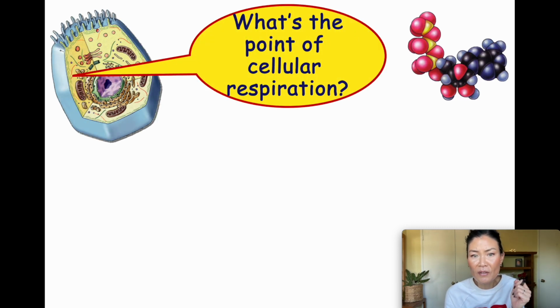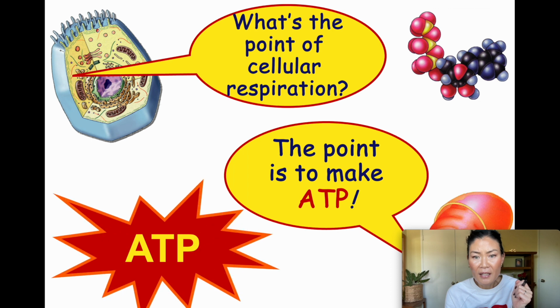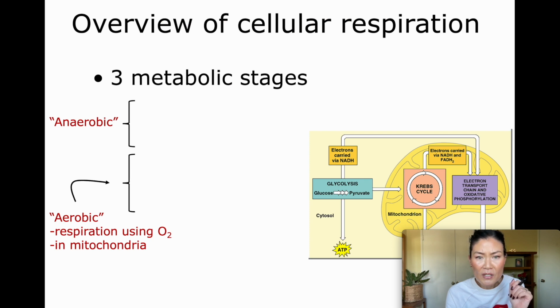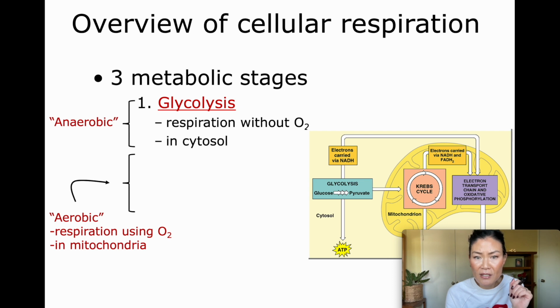Okay, so what's the whole point of cellular respiration? It's to make ATP. So keep that in mind. That's the big picture of cellular respiration. An overview of cellular respiration: it happens in 3 stages. The first stage is called glycolysis, and it does not require any oxygen gas, so it's considered to be anaerobic. Anaerobic means without oxygen. This is where a little bit of ATP is made, and it takes place in the cytosol.